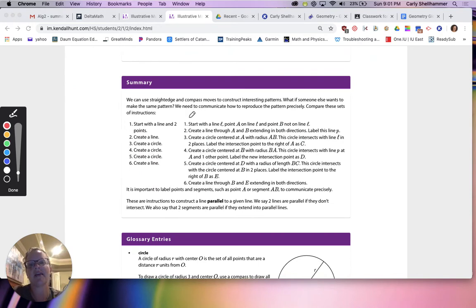But if I look at here, it says start with a line L. So I could actually draw a line and label it L. Point A on line L, everything's going to disappear. I'll have to figure out how to do this better next time. And point B, not on line L. Okay? How can I do this?